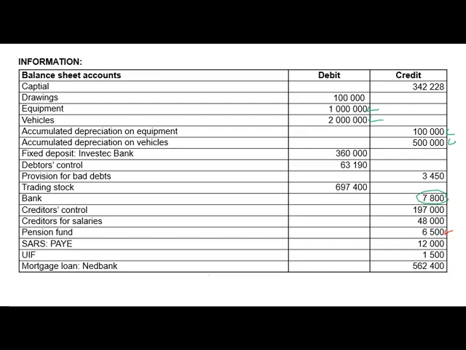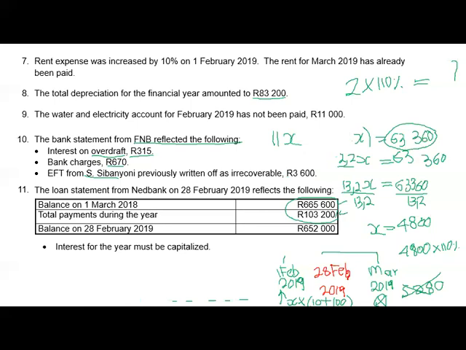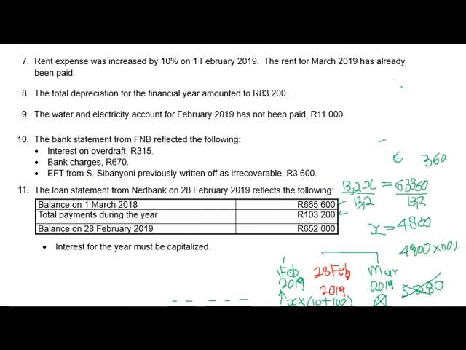What are we going to do now? Basically, I'm going to go back to that and just check what I've got there. I have to erase everything here. They said interest must be capitalized, which is good. Let me just erase everything here.